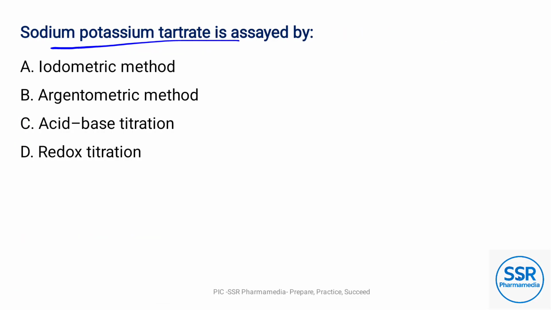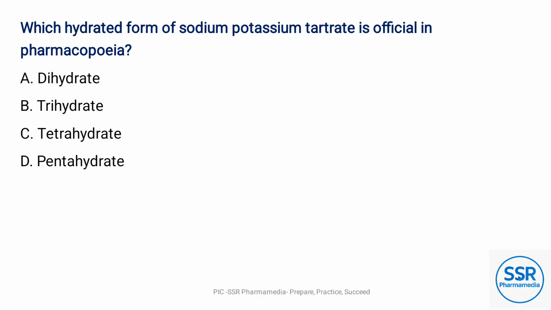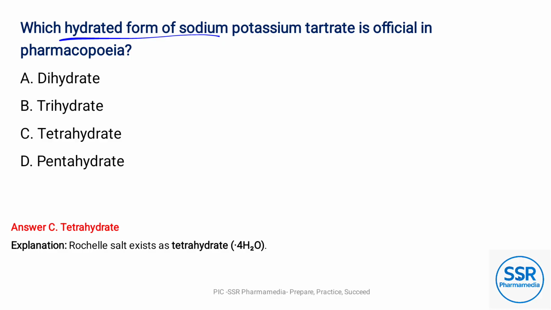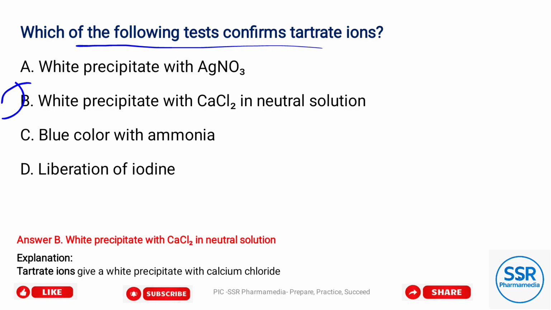Sodium potassium tartrate is assayed by, option C, acid-base titration, using sodium hydroxide as a titrant. Which hydrated form of sodium potassium tartrate is official in the pharmacopoeia? Option C, the tetrahydrate form, 4H2O. Which of the following tests confirms the tartrate ions? Option B, white precipitate with calcium chloride in neutral solution.